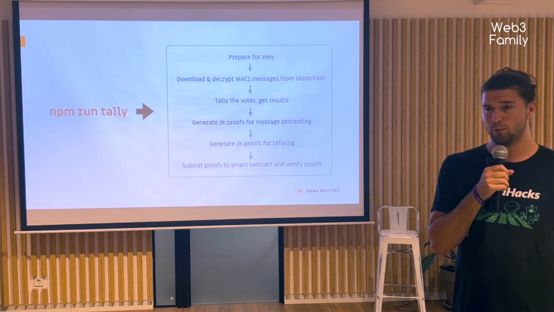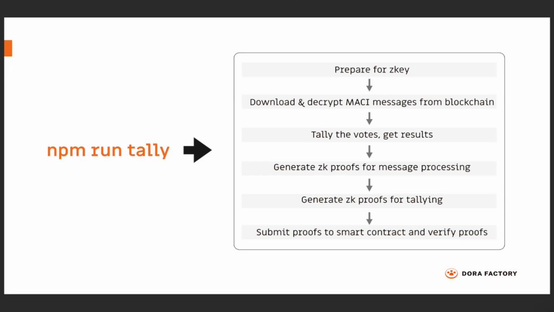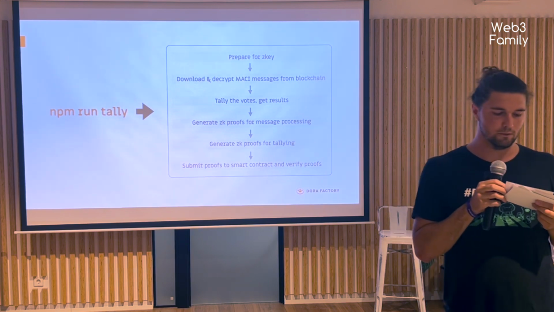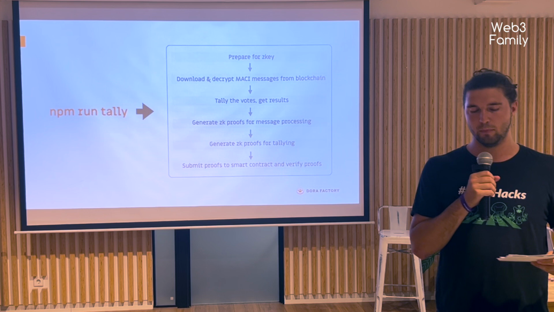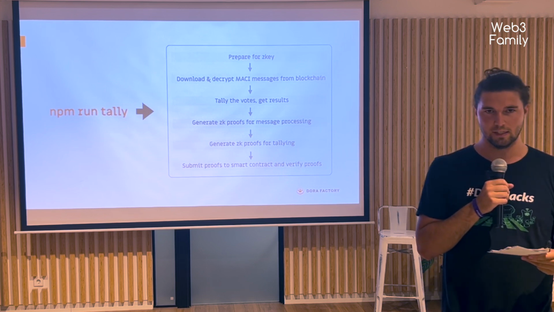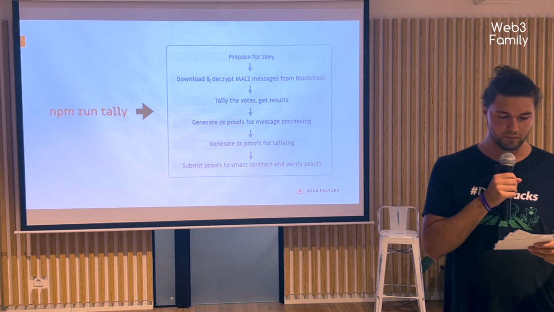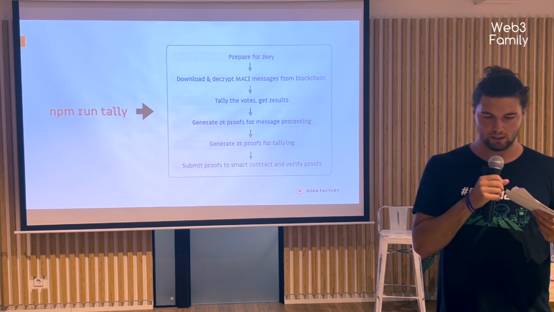And then as an operator, we provide a script, so operators can put in their CLI npm run tally, and then it does everything under the hood, such as the preparation of the key, also the download and the decryption of the MACI message. It does the tallying of the vote. It generates a zero-knowledge proof for the message processing and also for the tallying, and then the proof gets submitted to the smart contracts and verified on-chain.